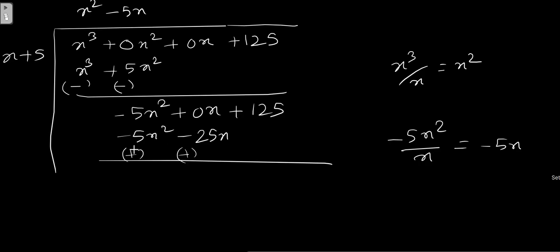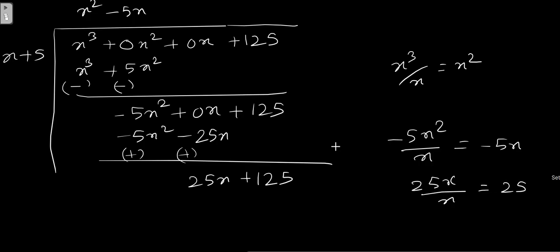Then plus, changing the sign. When making plus here, we can cancel each other. It makes 0. 0 plus 25x plus 125. Clear? Then 25x is divided by this x, and that will give 25.